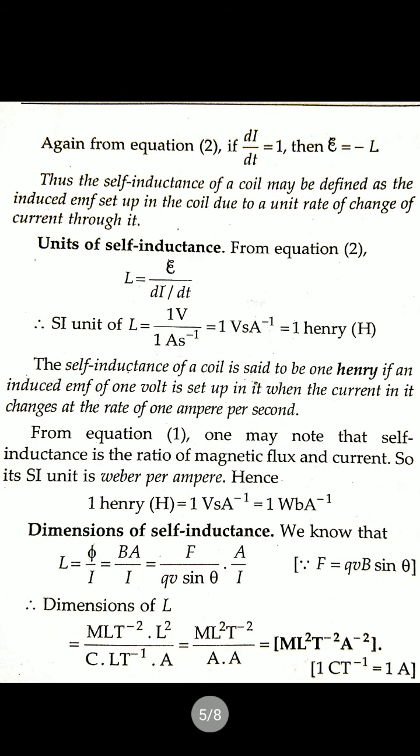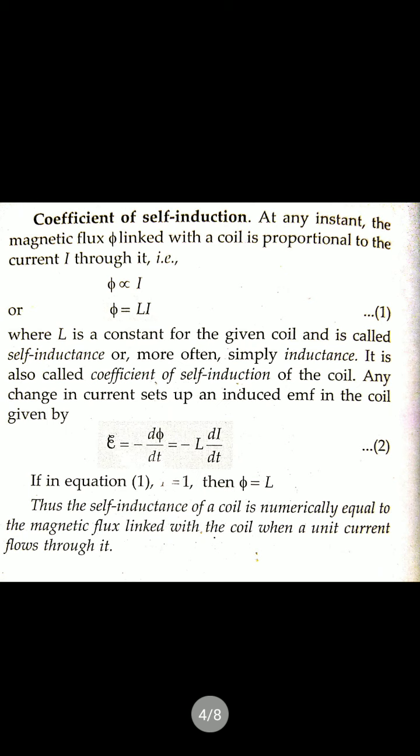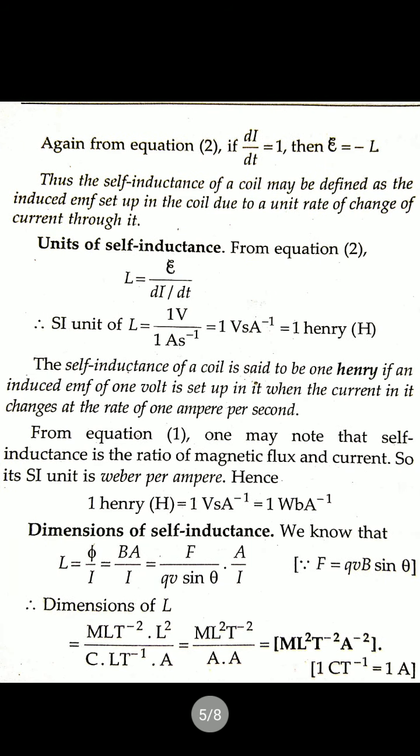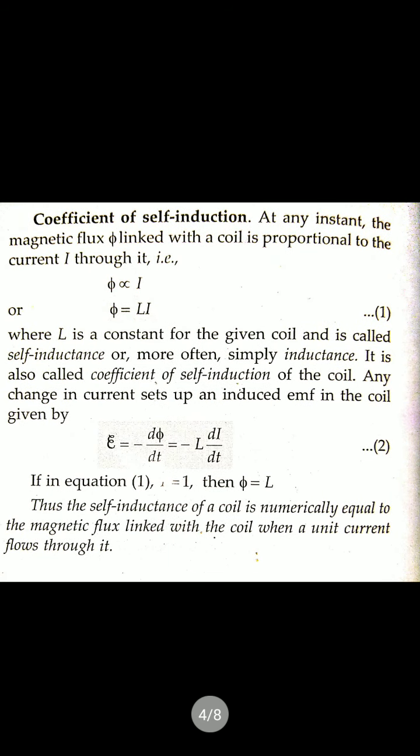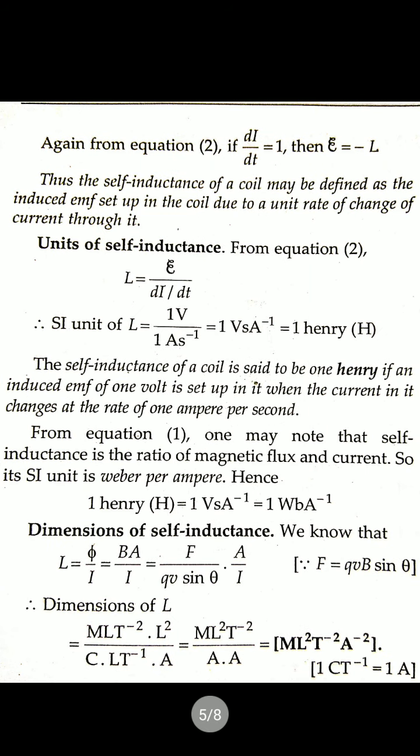From the second equation, E equals minus L into di by dt. If di by dt equals 1, then E equals minus L. That means the self-inductance of a coil may be defined as the induced EMF set up in a coil due to the unit rate of change of current. Di by dt means the rate of change of current, how much the current changes. When there is a unit rate of change of current, the induced EMF is equal to the self-inductance of the coil. Clear?